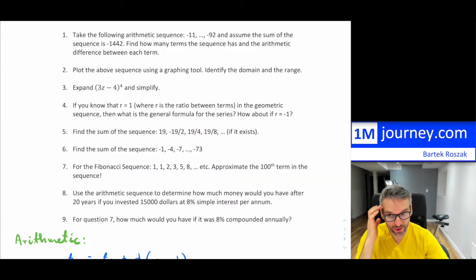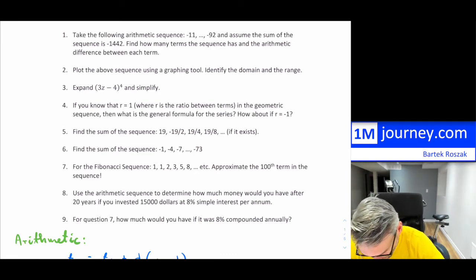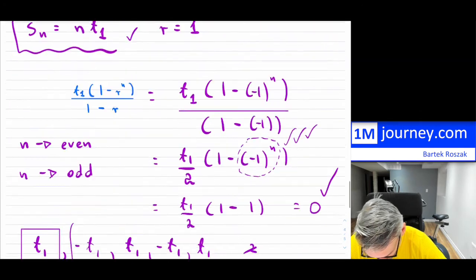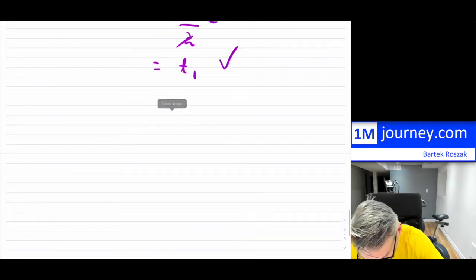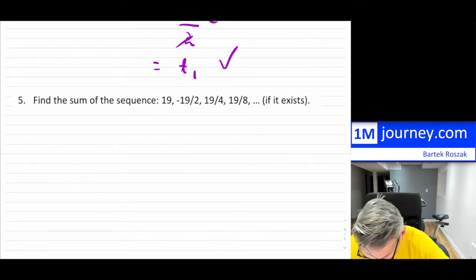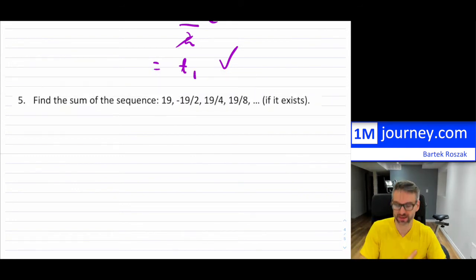All right, so let's take a look at question 5. Hopefully this one is a little bit shorter than the other ones. We have to find the sum of the sequence. It looks like a geometric series, because we're finding the sum of it. Now, if it exists. Does it exist?